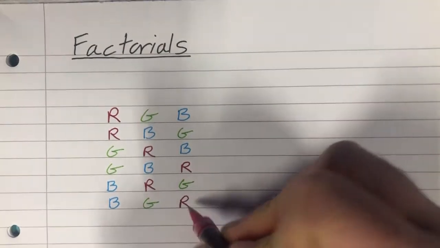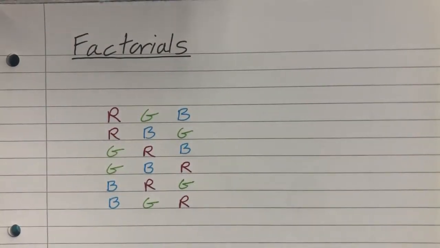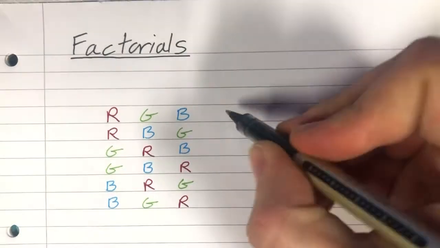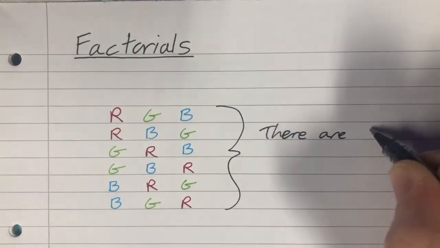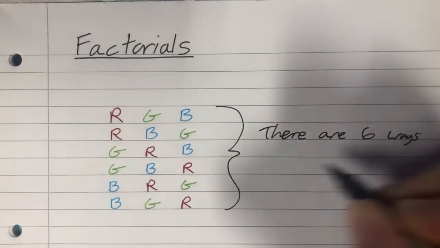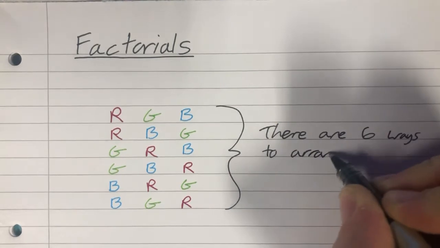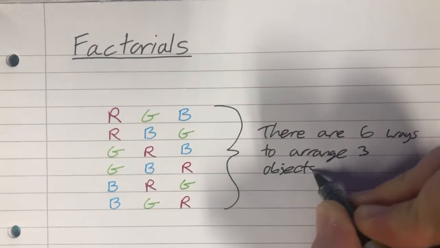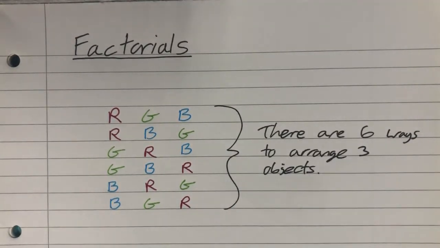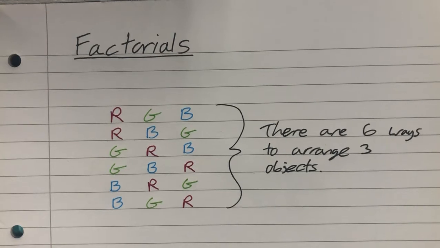So this gives all the possible combinations or the possible arrangements of these three objects. And this says that there are 6 ways to arrange 3 objects. Okay, 6 ways to arrange 3 objects, and that's all 6. You can't do anything else. That is comprehensive. Okay, so how do we get from 3 to 6?